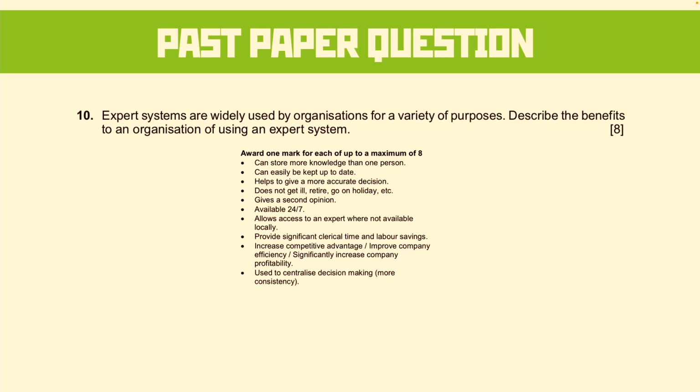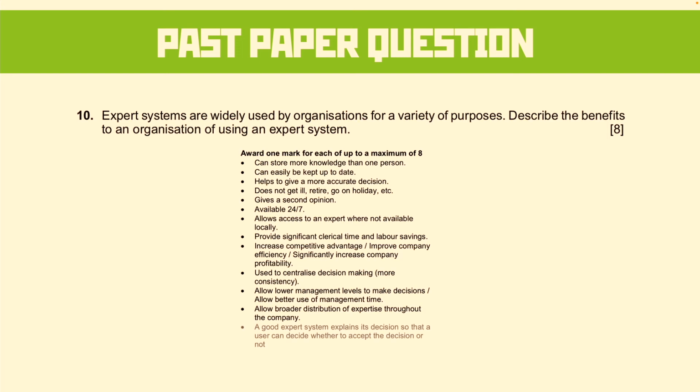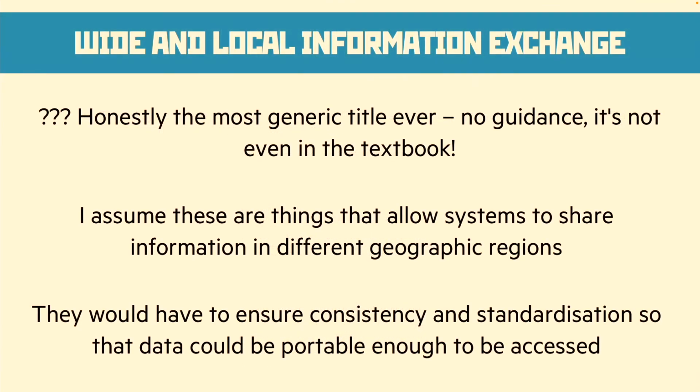We can centralize decision making, so we can look at what the expert system says and decide from one location what's happening with something. We can even allow people at a lower management level to make decisions because their management time is better used because the expert system can suggest for them to do things. It also allows us to more broadly distribute expertise through the company, and a good expert system explains its decisions so the user can decide whether to accept the answer or not. Expert systems, if programmed correctly, can also learn from their experience. It also allows employees to learn from the system.